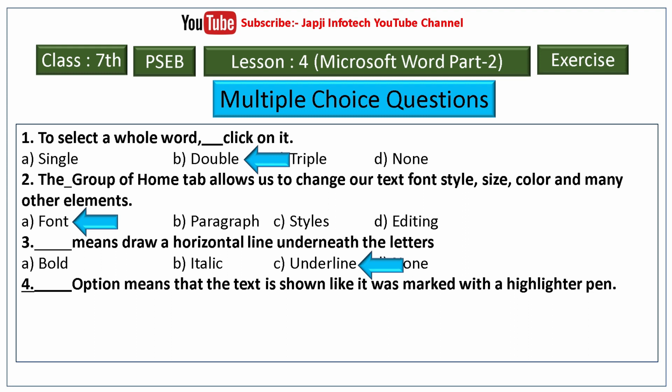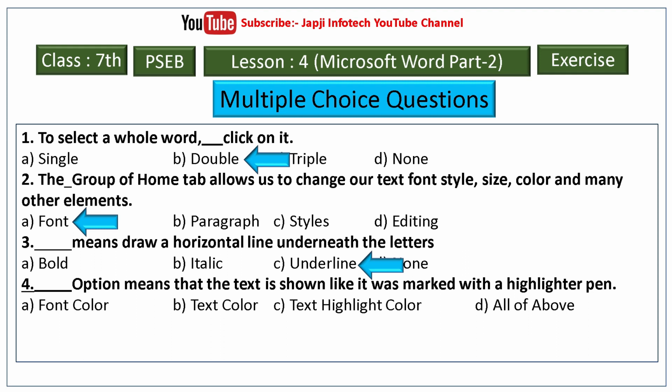The fourth one is: dash option means that the text is shown like it was marked with a highlighter pen. The options are font color, text highlight color, and the last one is all of the above. And the right answer is: text highlight color means that the text is shown like it was marked with a highlighter pen.